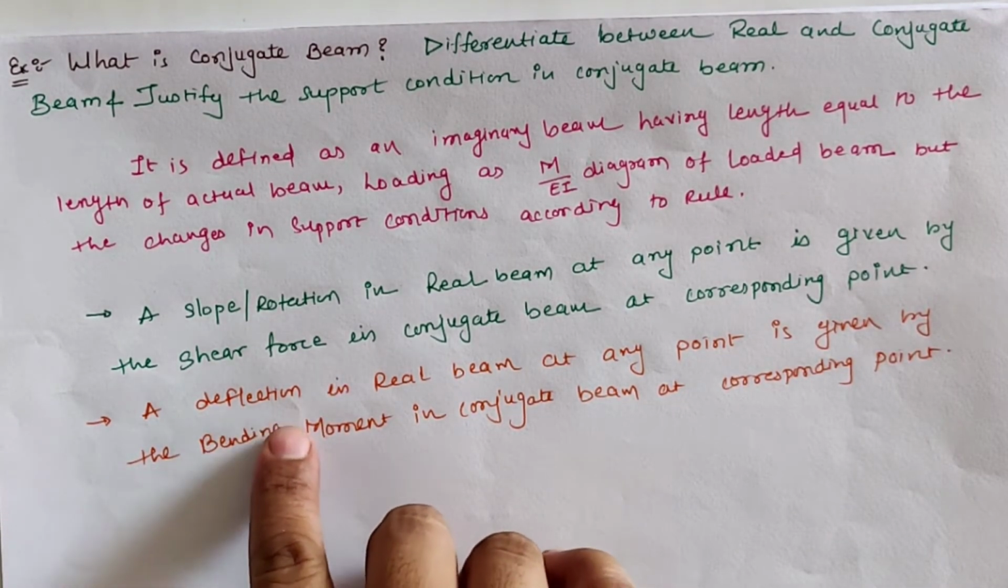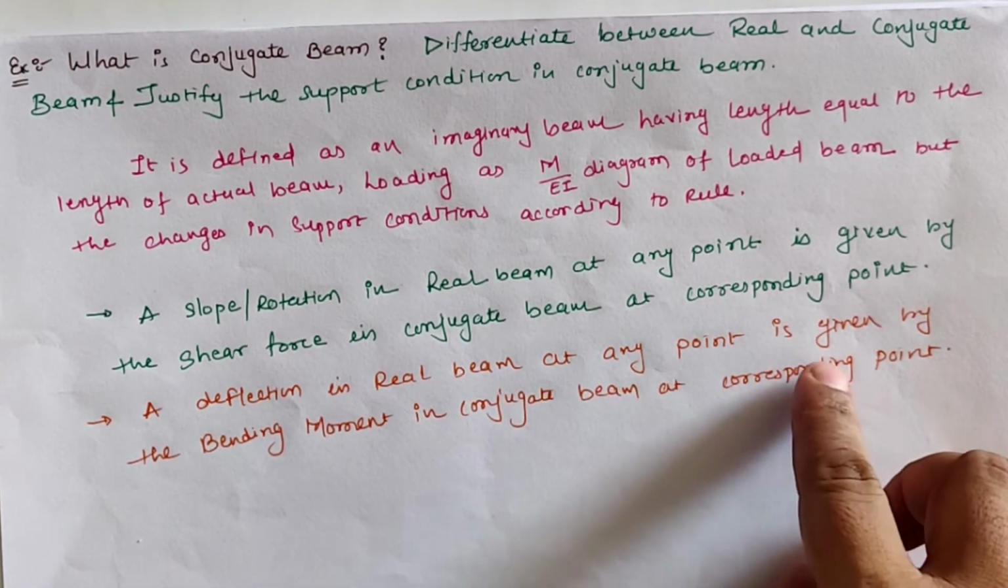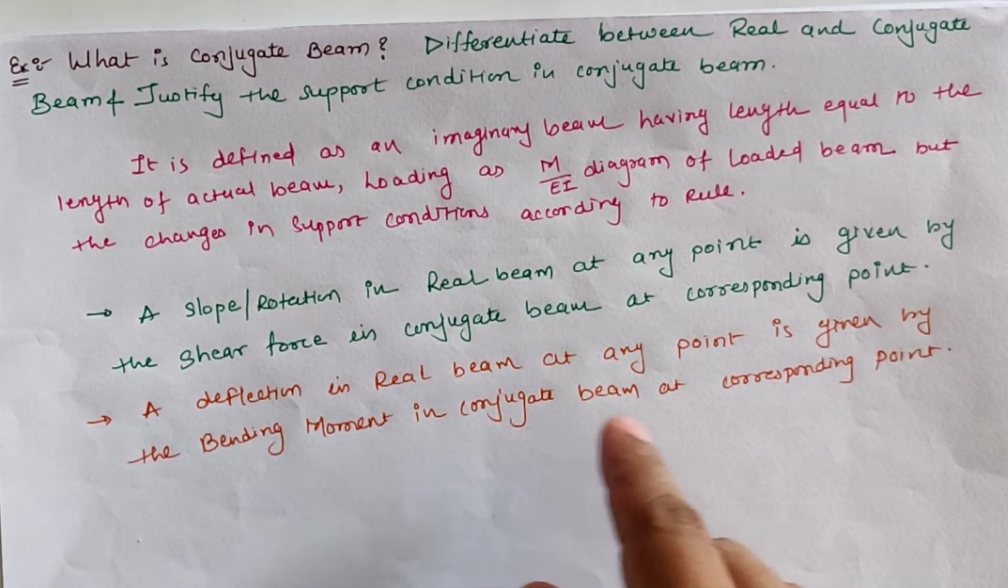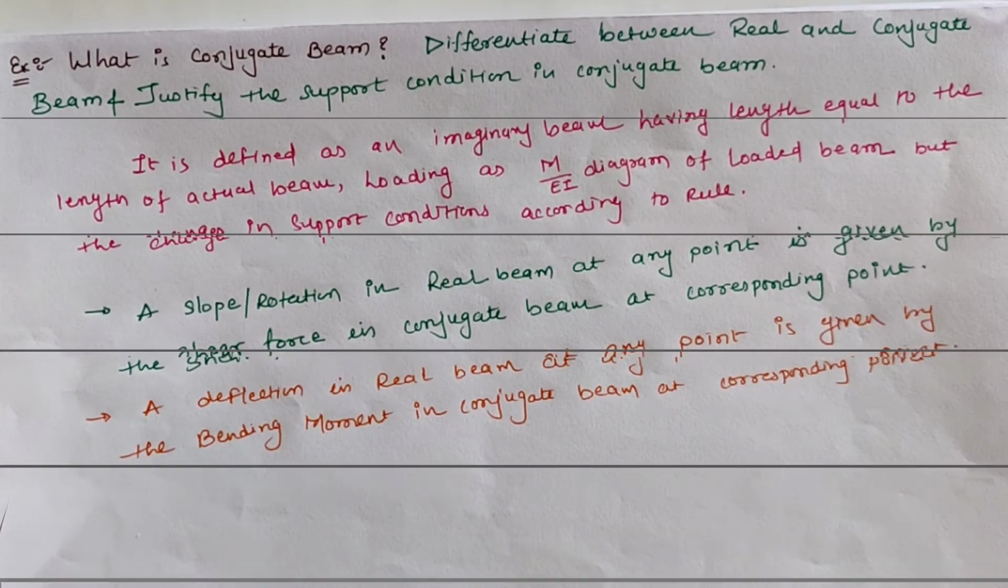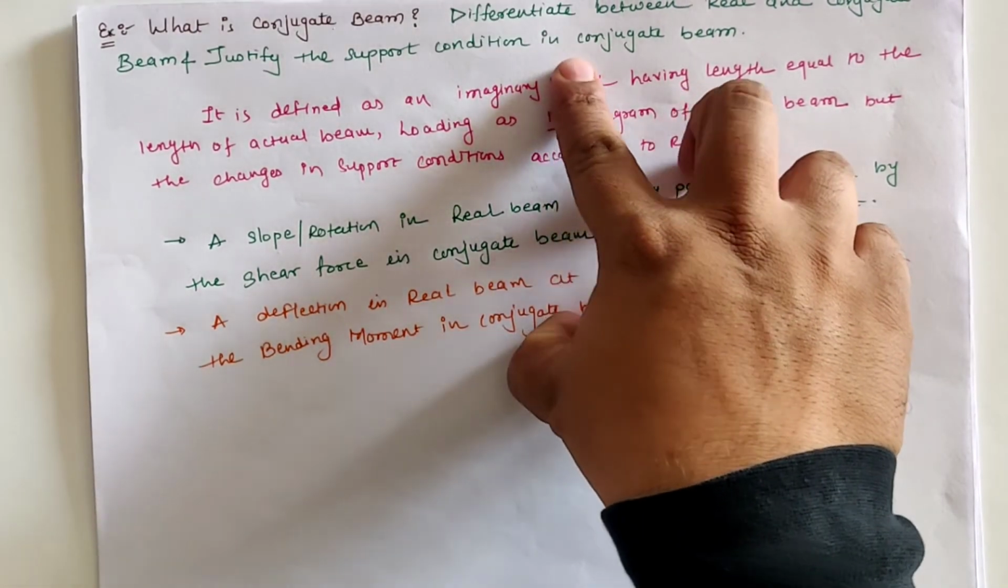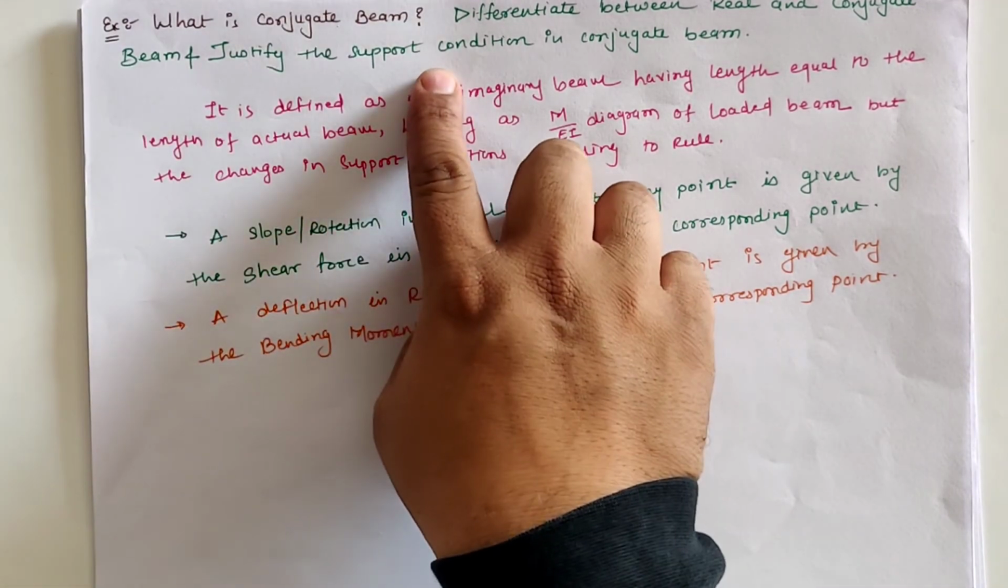And the second point is that the deflection in the real beam at any point is given by the bending moment in the conjugate beam at the same point. So if we have to calculate the deflection at any point of the beam, then we have to find the bending moment in the corresponding conjugate beam. Now the conjugate beam is used because Macaulay's method is lengthy for the calculation of slope and deflection. So for the modification of the method, the conjugate beam is going to be used. Now we have to differentiate between the real and conjugate beam by the support condition.